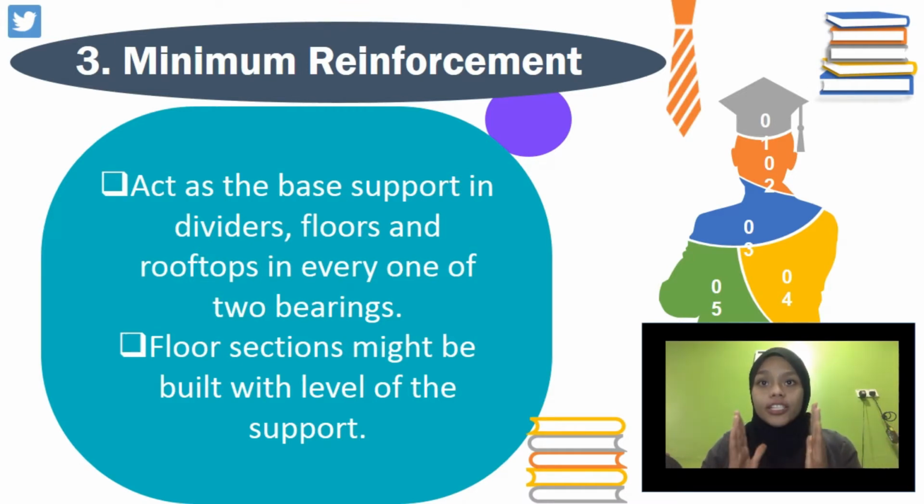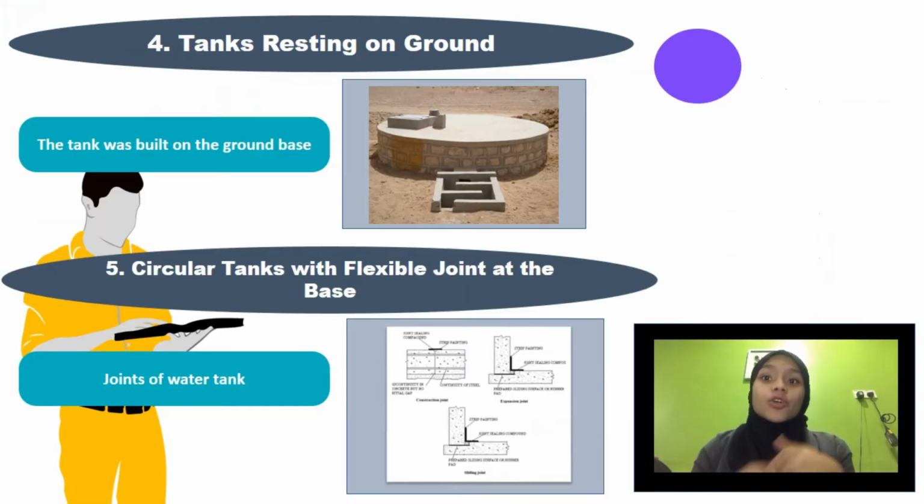Okay, so the floor section might be built with the level of the supports. So next is the tank resisting on the ground. As you can see in the picture, the cylindrical tank was built on the ground base. Okay, and for the last one is cylindrical tanks with flexible joint at the base. As you can see in the picture also, there is joint between the surface and the water tank.